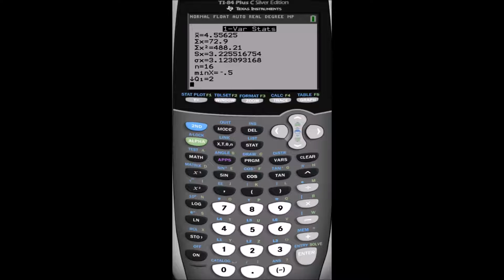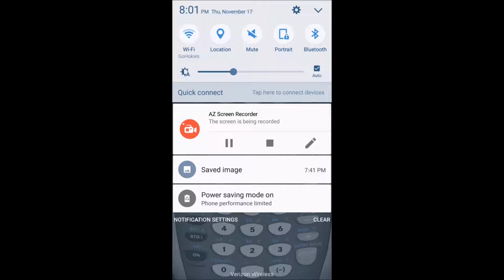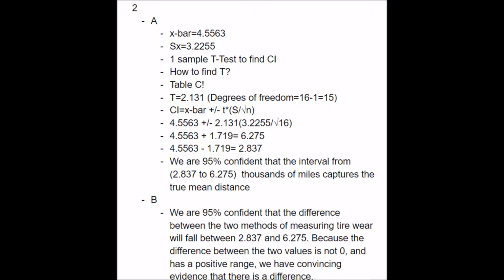From there, we can see that our x bar is 4.5563, and our standard deviation, which is Sx, is 3.2255. Next, we have to do a one-sample t interval to find the confidence interval. So, how do we find t? Well, t is going to equal 2.131, and your degrees of freedom is 16 minus 1, which is 15.